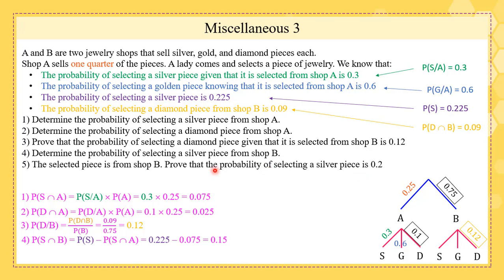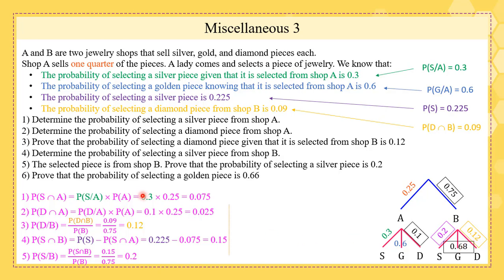Now the selected piece is from shop B. Prove that the probability of selecting a silver piece is 0.2. This is a conditional probability. We need the probability of S given B, which is the probability of S intersection B over P of B. We know the probability of S intersection B from part 4, which is 0.15, and we know P of B, which is 0.75 from the tree, and this would be 0.2. And by now, what is P of S given B? We can put it on the tree also to get 0.2. And if this is 0.2 and this is 0.12, this would be 0.68.